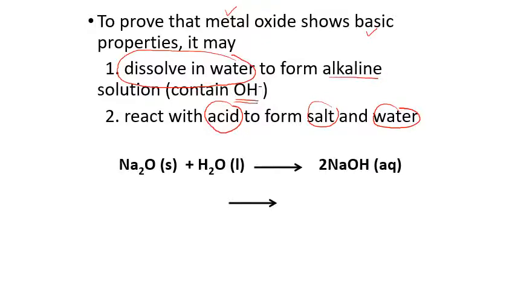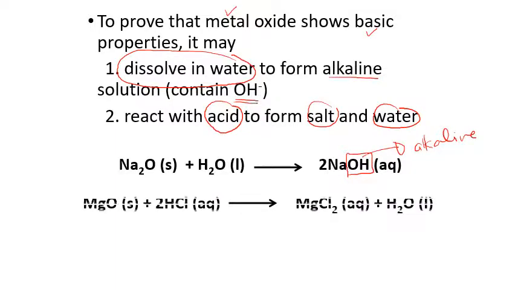For example, if we have sodium oxide reacting with water, it will form NaOH. So the solution formed contains OH negative, which means the solution is an alkali solution. So if it is an alkali solution, the metal oxide is basic. Another example, magnesium oxide, in this case we say it is a base. HCl is acid. So acid and base react to form salt and water.